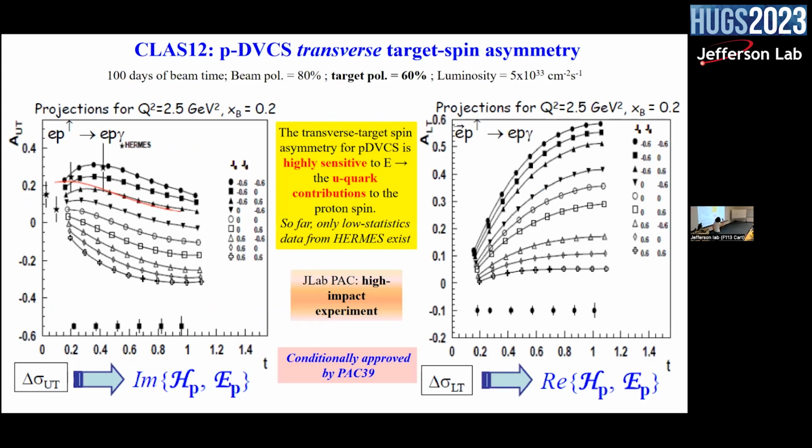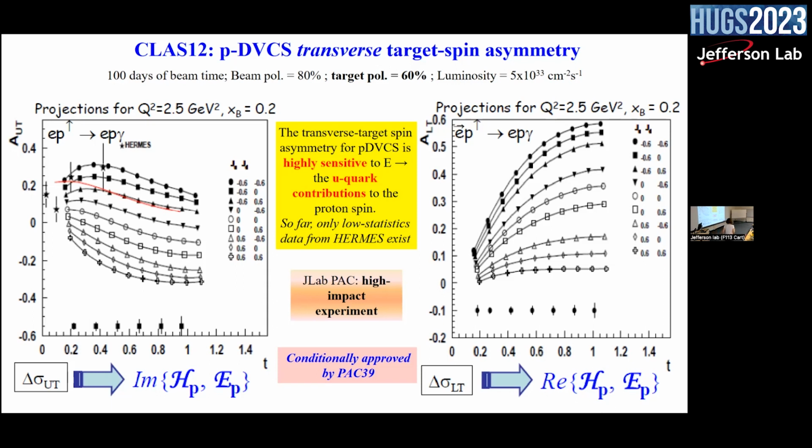So why do we want to measure the transverse spin asymmetry? I forgot to put here the dependence of the asymmetry as a function of the Compton form factors, but this observable has a very strong sensitivity to both H and E. E is the one we know the least, so we need to measure this observable. However, it's a complicated setup to make, in particular for CLAS.